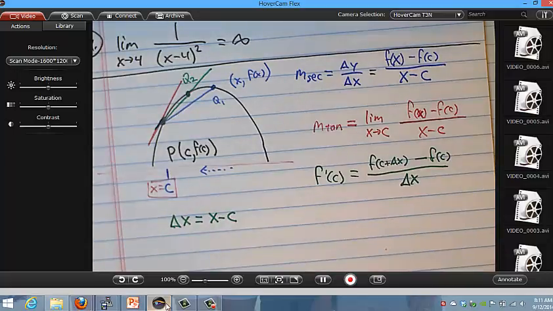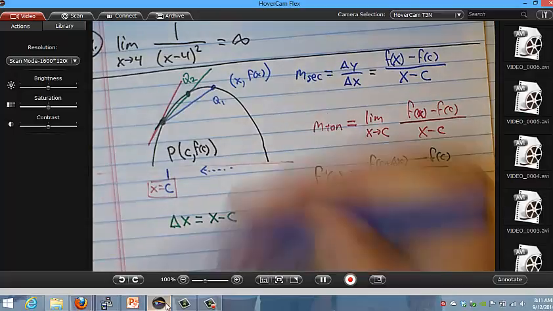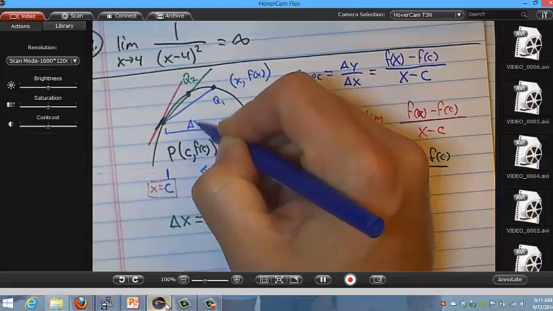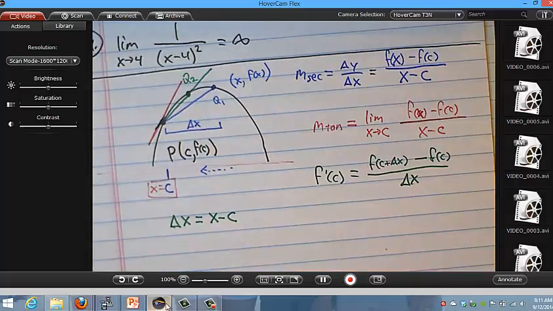So on the picture, I guess it depends which step I'm at. But initially, this is delta x, right? And we knew that when we were computing the slope. It's x minus c. That's how you compute the distance. Does that make sense to people? Okay.